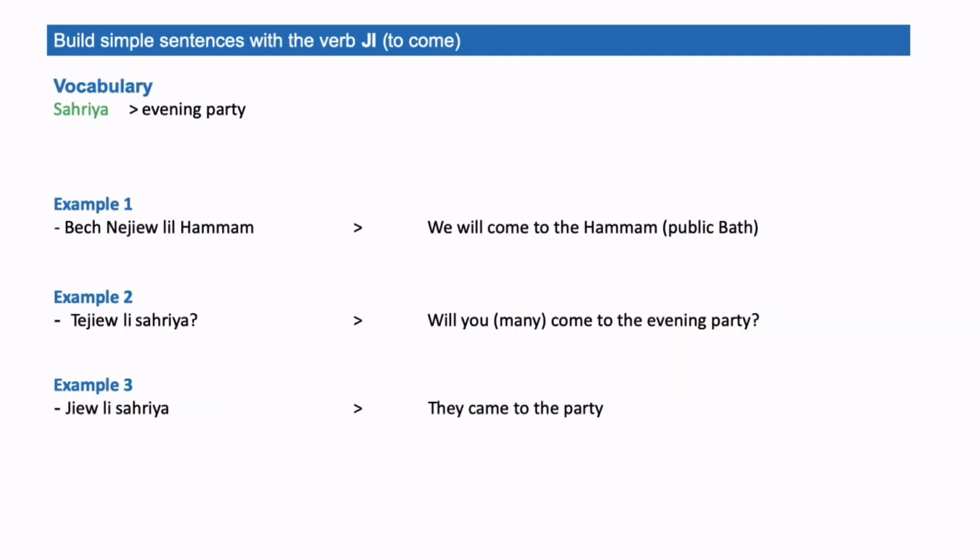Now that we've looked at its fully conjugated table, let's look at some examples. Sareya, still evening party. Example 1. Besh nejil lil hamam. We will come to the hammam. Example 2. Tejil li sareya. Will you, as in many people, will come to the evening party. Example 3. Jil li sareya. They came to the party.